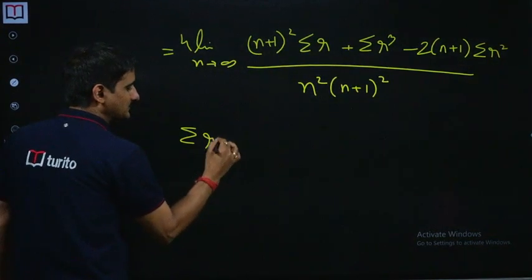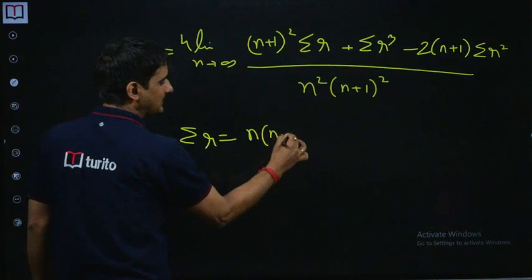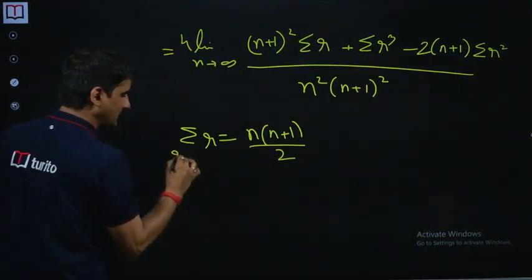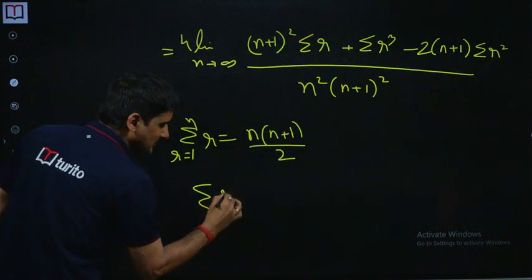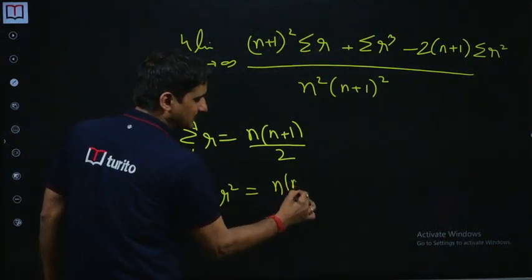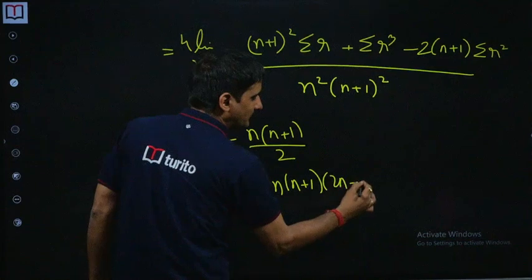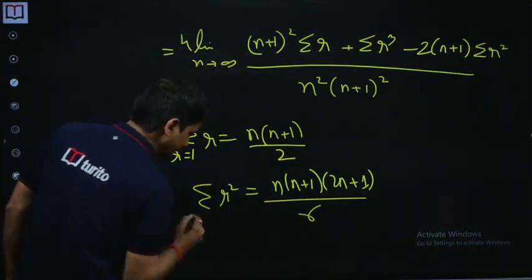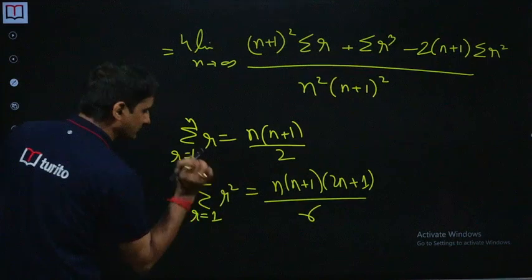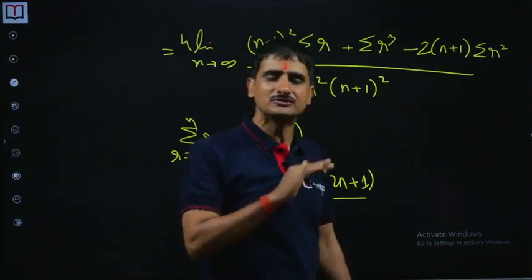Now just to write it, what is summation r? It is n into n plus 1 by 2 when r goes from 1 to n. What is summation r square? Summation r square is n into n plus 1, and so on. I'm just writing it for reference, bachcho. If you don't remember it, from here onward you shouldn't forget it.